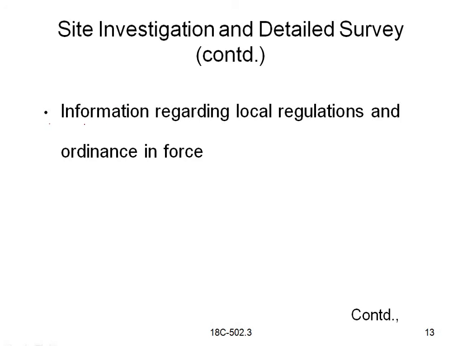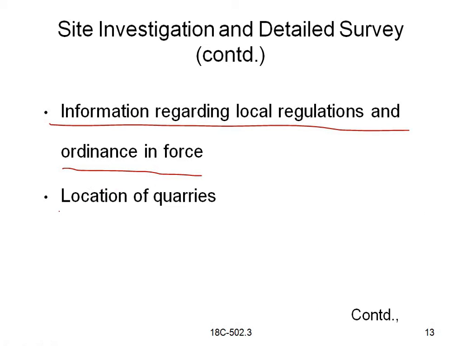And the next is information regarding local regulations and ordinance in force. So locally, whatever legal obligations or restrictions are there should be mentioned in the feasibility report. And next is location of quarries.